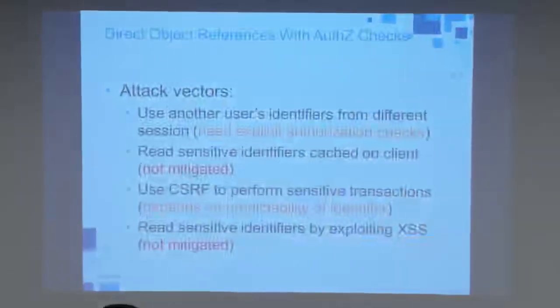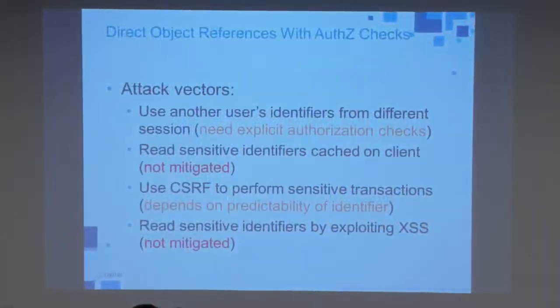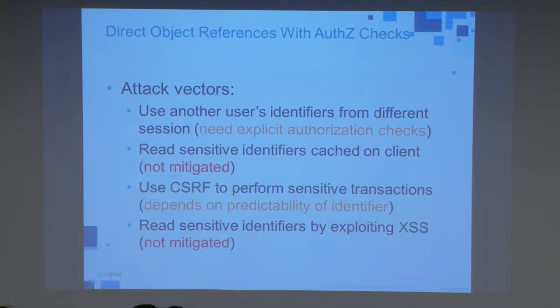Now, if we look at the attack vectors, we are not directly preventing using another user's identifier from your session. You have to do an authorization check. If you forget to do that, there's no inherent protection there. Once you pass the identifier to the client and the client sends it back, there's no way for you to check, except with the user ID, whether the user has access to the object or not. With some of the other approaches, we will have a way to check, and we'll see that.